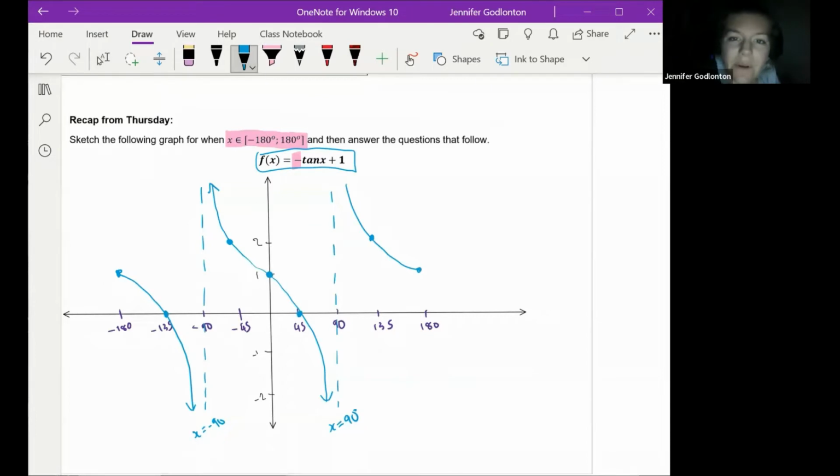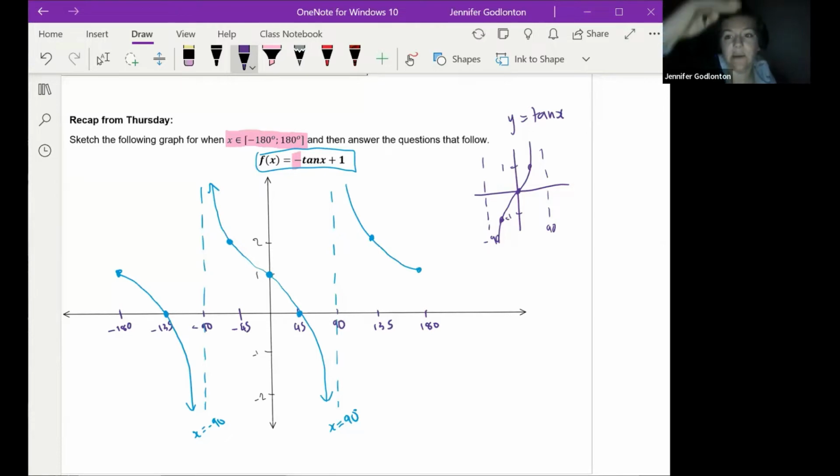So from before you did this one, when you were drawing a normal tan graph, if I have no shift up or down and it's a positive tan graph, I'm going to have my asymptote happening at 90 and another asymptote at negative 90. My normal tan graph goes through 1 and negative 1 and looks something like that. That's a normal tan graph, so that would just be y is equal to tan x.